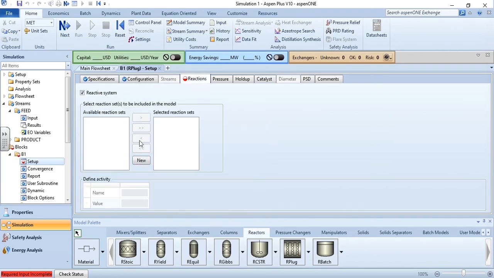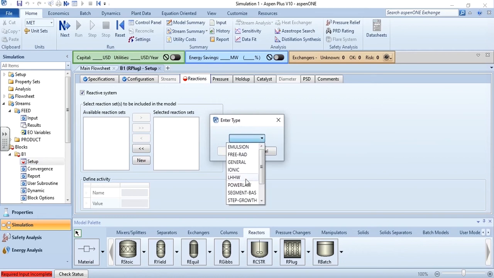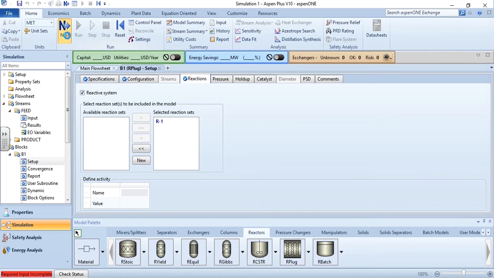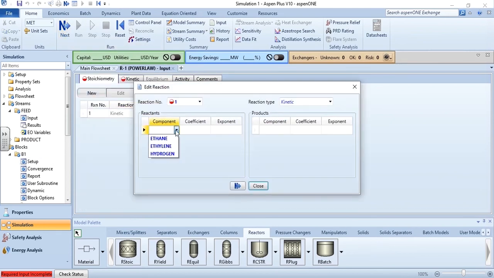Then go to the reactions the similar way, click on new reaction set, go to this power law, click OK, and then click on next and specify the stoichiometry. Ethane is feed, ethylene and hydrogen are products. Coefficient 1, exponent 1, coefficient 1, hydrogen 1.